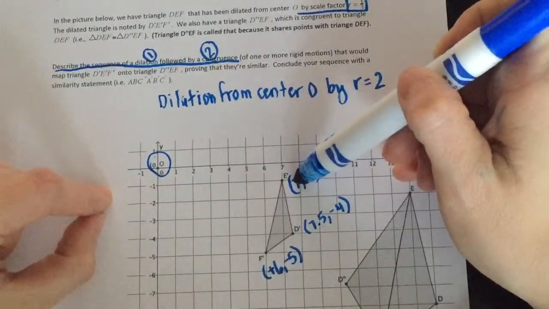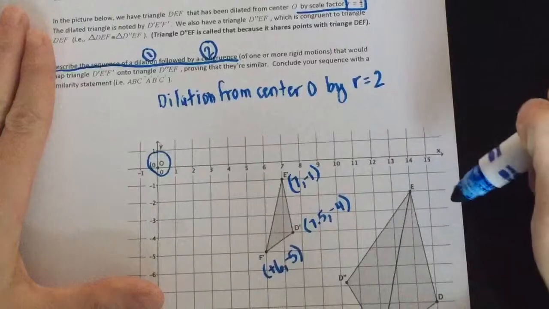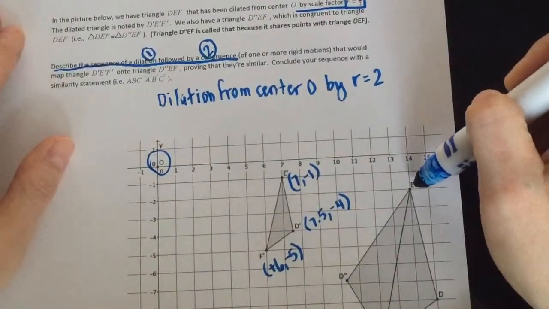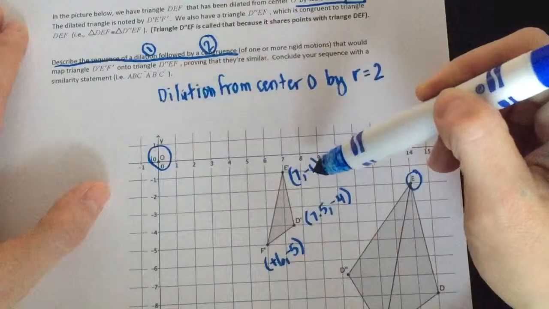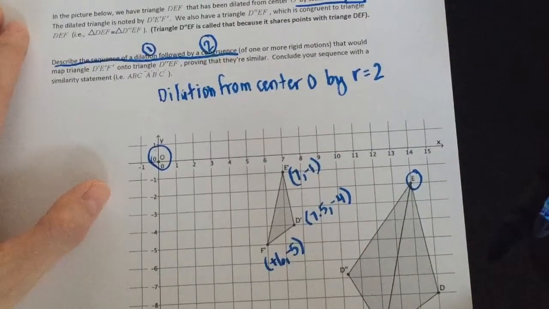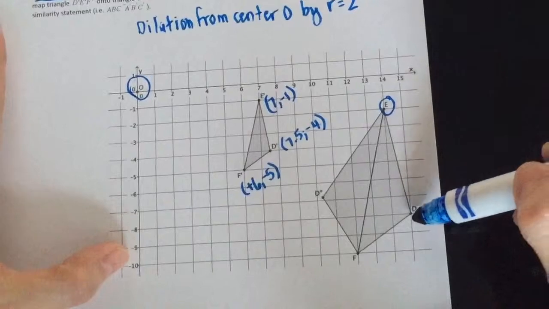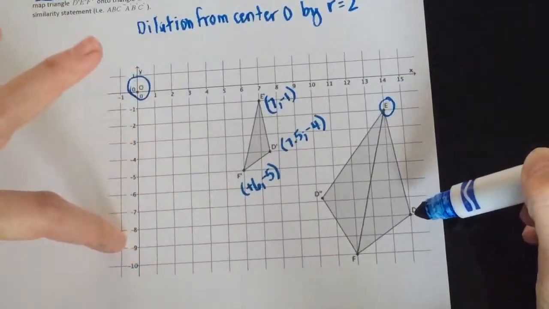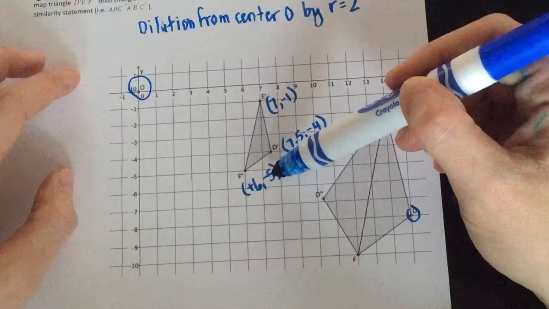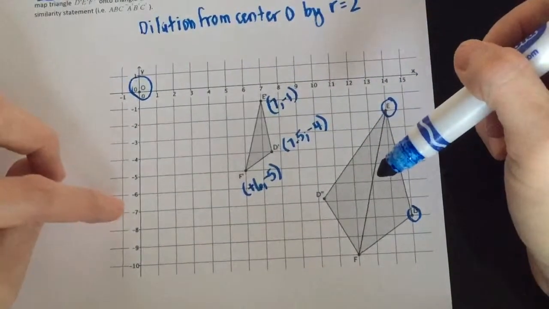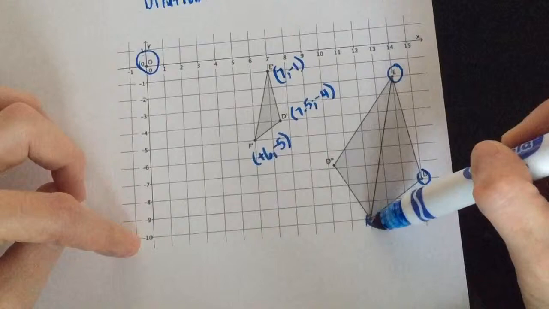E would need to be at 7 times 2 is 14, and -1 times 2 is -2. So E prime would have to be, or E would have to be at 14, -2, which if you take a look happens to be right there. So this act of dilation gets it right back onto the original. 7.5 times 2 is 15, and -4 times 2 is -8. And if you look here, D is at 15, -8. So it maps it there. And then 6 times 2 is 12, and -5 times 2 is -10. So 12, -10 is right here.